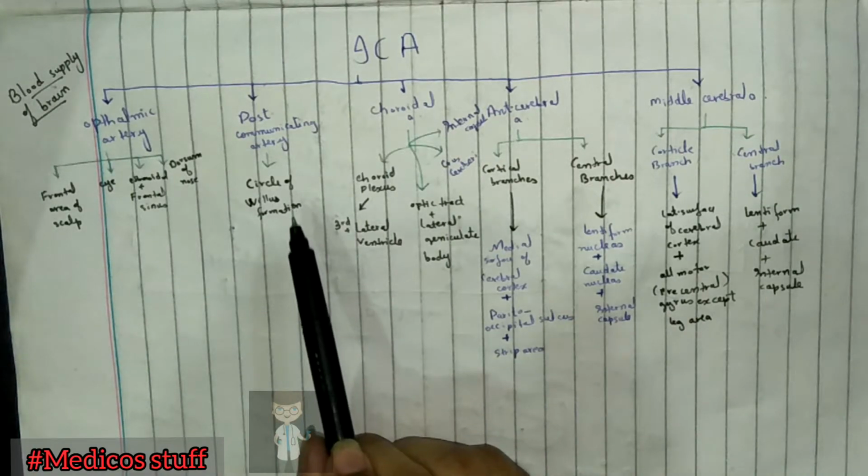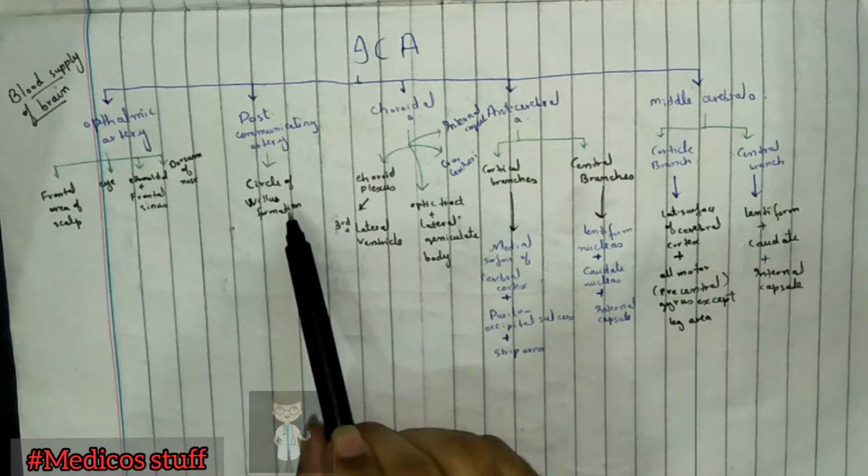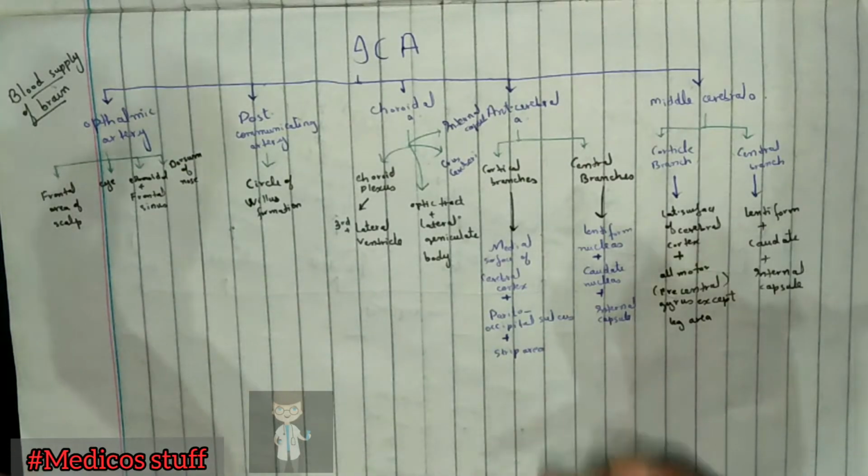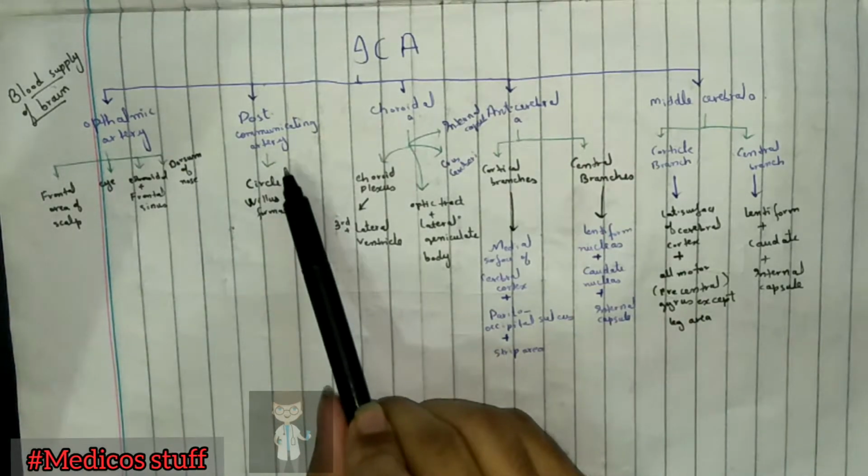Then the posterior communicating artery. The posterior communicating artery forms the circle of Willis. The formation of the circle of Willis is by the contribution of the posterior communicating artery.